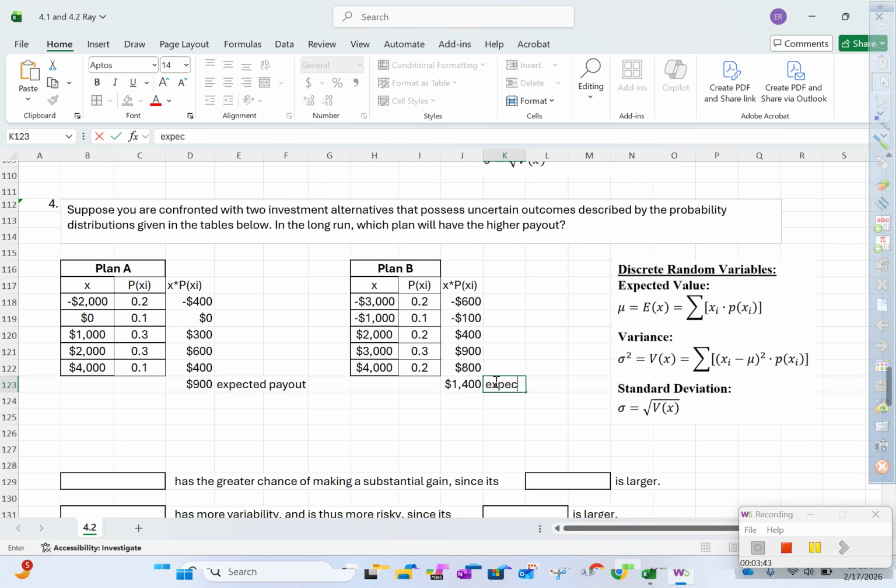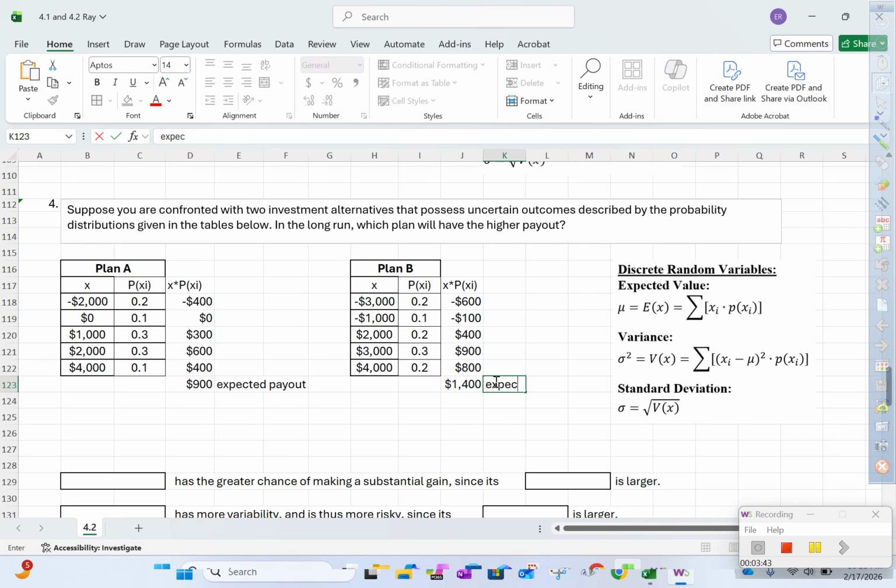But if we're doing this investing here, those negatives might be scary for some folks, because here 30% of the time you're losing 2,000. Here 30% of the time you're losing 4,000. So it has a higher payout, but it also looks riskier based on those negatives that are showing up.